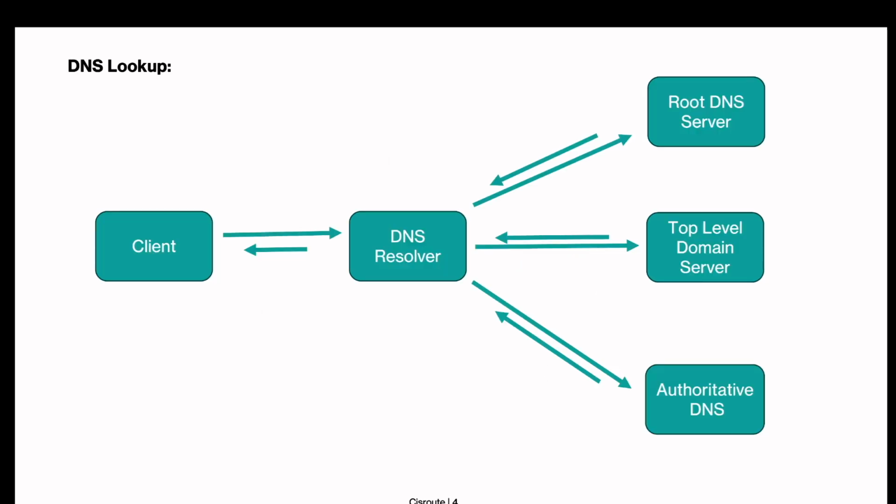Now, let's see the process of DNS lookup. There are multiple steps involved in the working of the DNS. Let's say our client has to do a lookup of www.cisroute.com. Now, what is the client going to do? First, the client is going to check its own cache, its cache memory. So first, it's going to check its browser cache. And in the browser cache, if you have already typed cisroute.com, it's actually going to appear already.